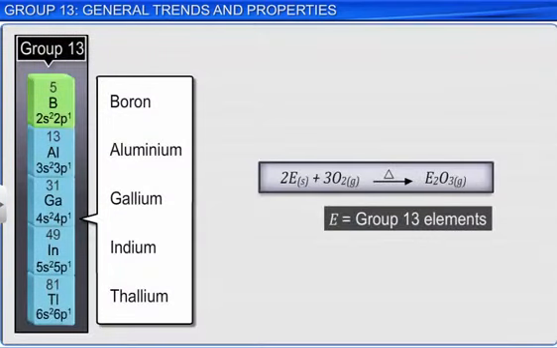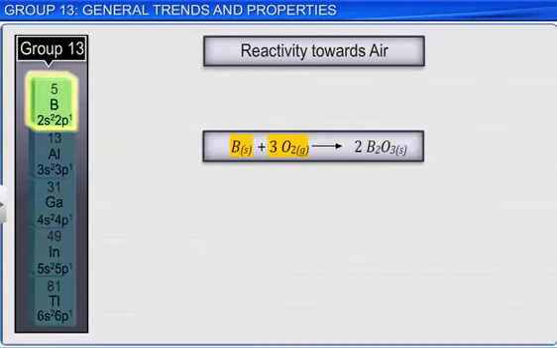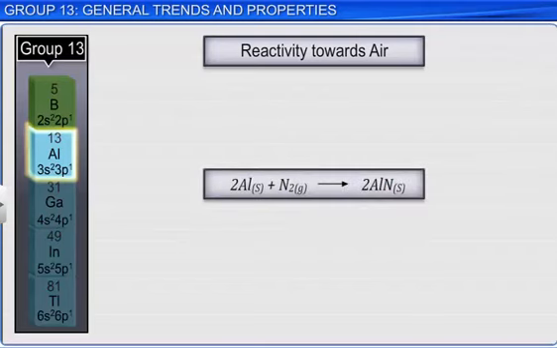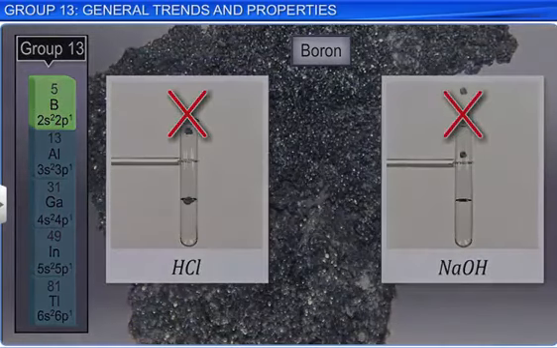The group 13 elements form oxides when heated in air. For example, the reaction of amorphous boron and oxygen is shown here. When heated in nitrogen, the group 13 elements form nitrides. The synthesis of aluminium nitride is given here. Boron does not react with acids or bases.